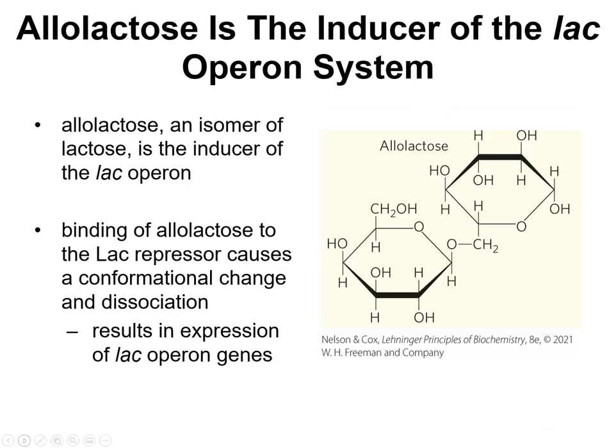Allolactose is the inducer of the LAC operon system. So remember how I said it was important, even though it's a very small shunt, that allolactose is an isomer of lactose, and it will bind to the LAC repressor to cause a conformational change, which makes the repressor dissociate. That will turn on the expression of the LAC operon genes.